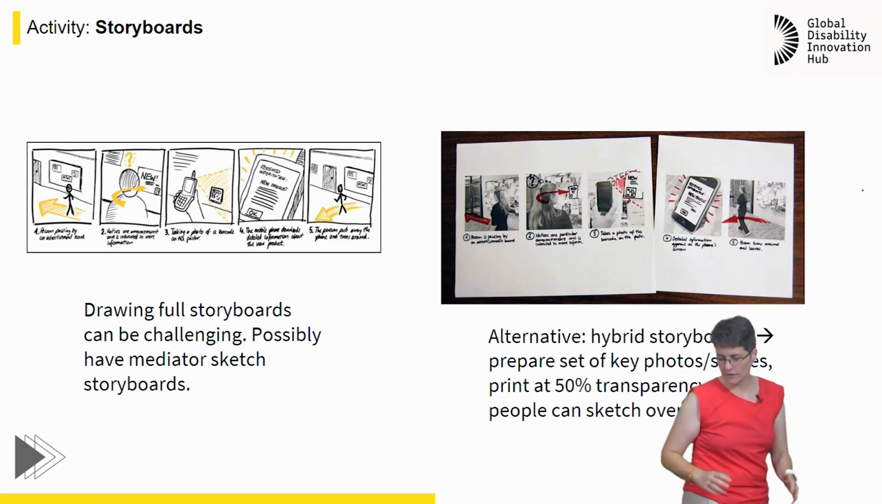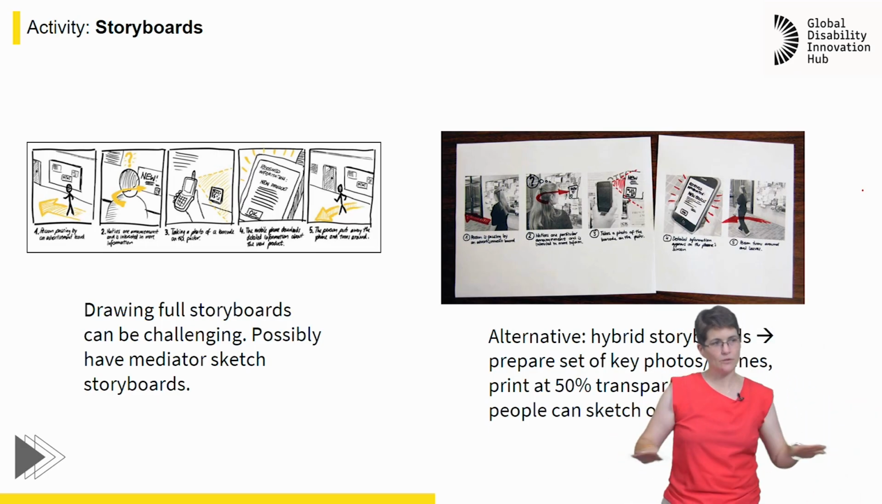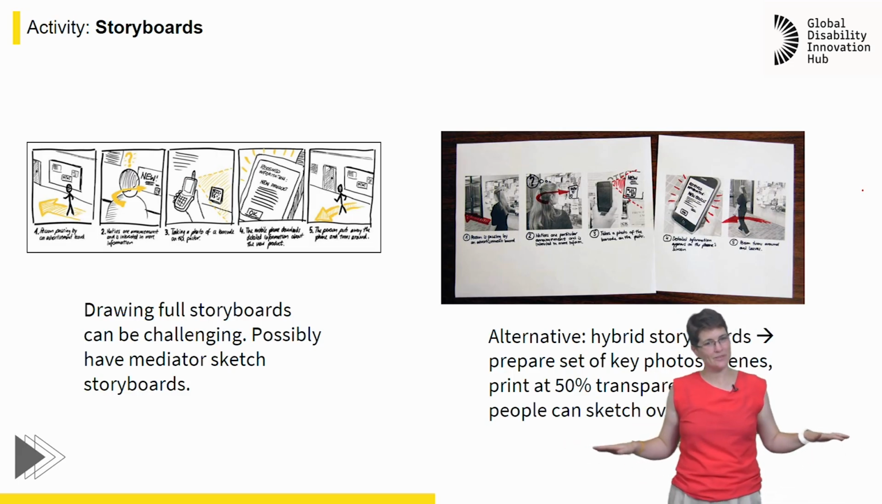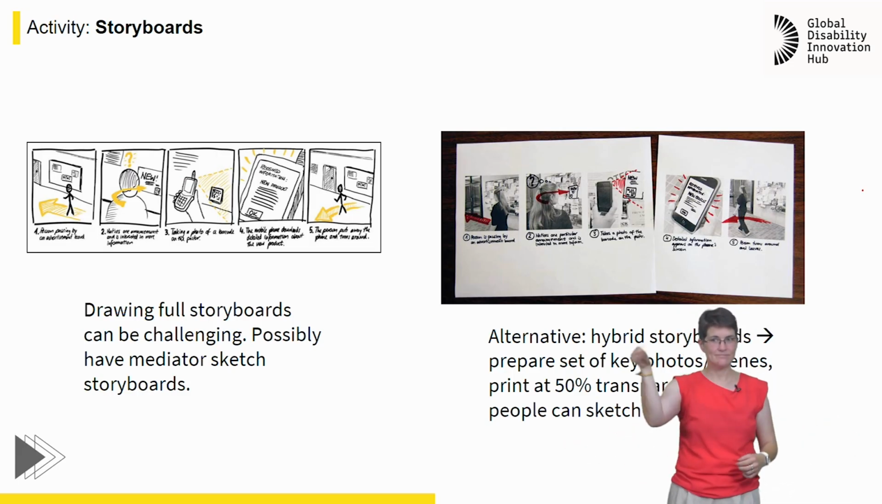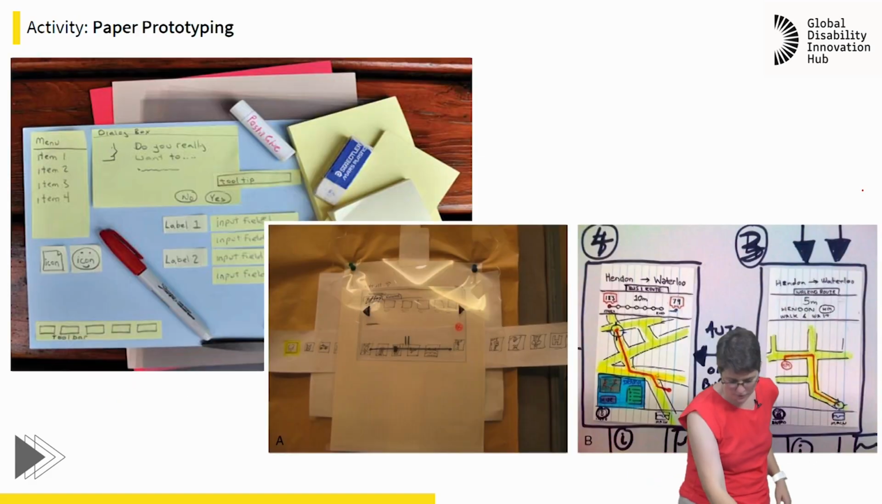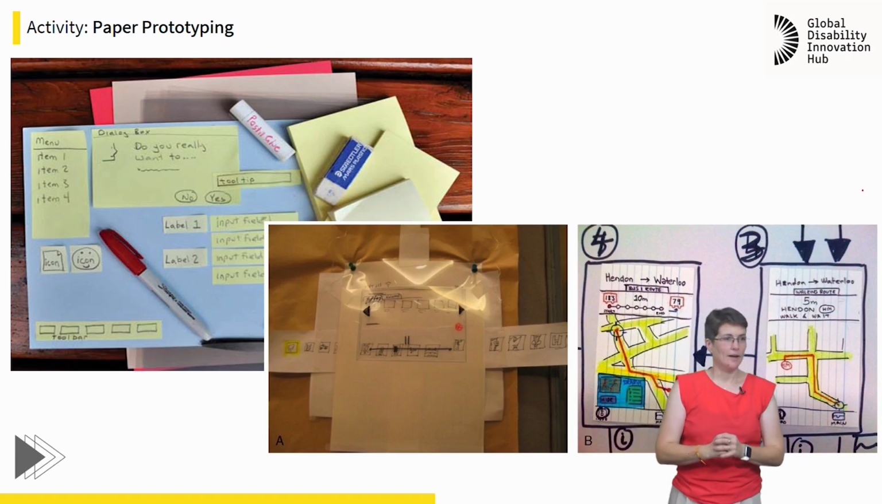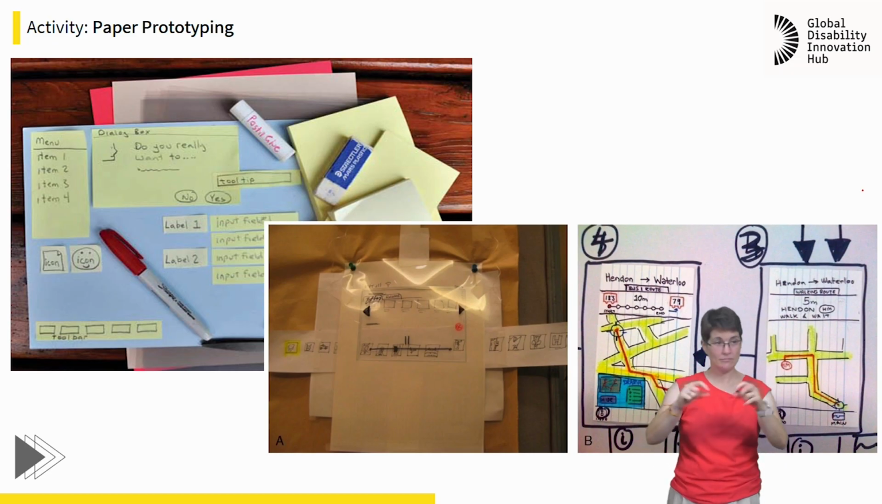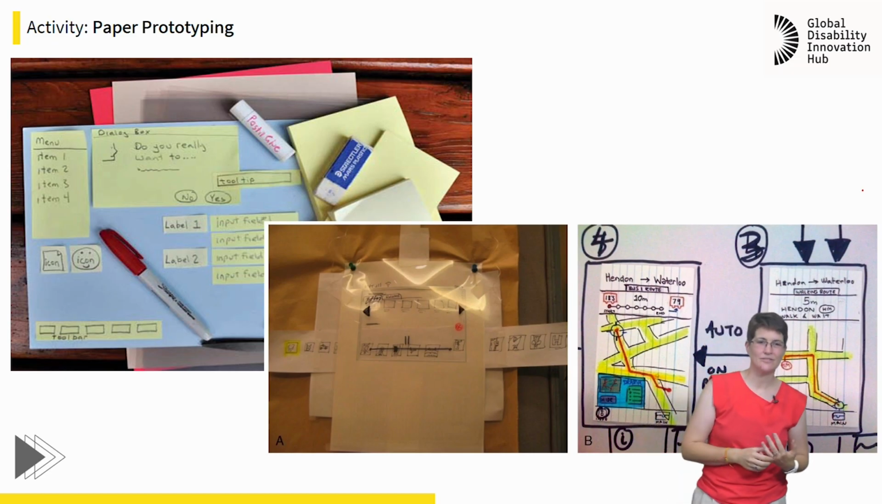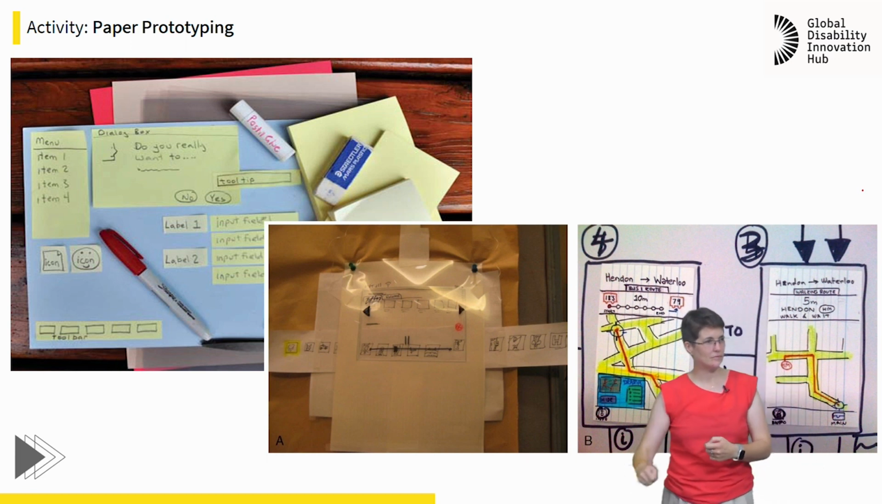So you can do things like that, and you print it. The important thing there is to print those photographs at like a 50% transparency. If they're too bold, then you can't sketch over them. But you want to make them sort of just in the background, and then you can sketch over them. You can also do some paper prototyping, which is great fun. Loads of Post-it notes, scissors, and just get people to sketch out. This is really good for interface design as well, because people can move bits, and I don't want the go button here.